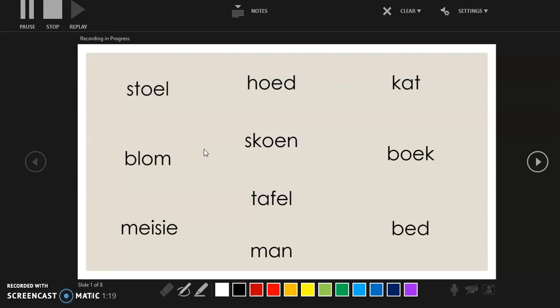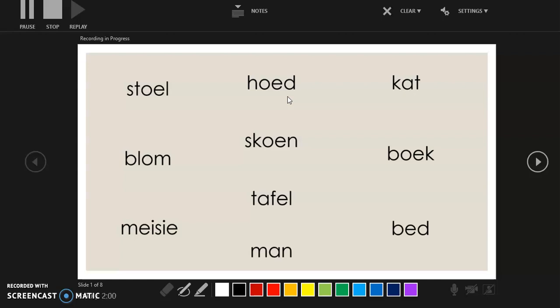Alright, so if we take a word, let's say skoen. A skoen means in English a shoe, alright? So a skoen, this is something that you can see, and it is something that you can touch, right? Okay, the same with meisie, which means a girl. You can see her and you can touch her. Right, let's take another one. Hoed. A hoed is a hat. Alright, so a hat is something that you can see and touch.